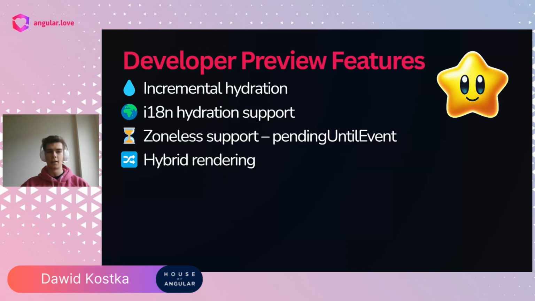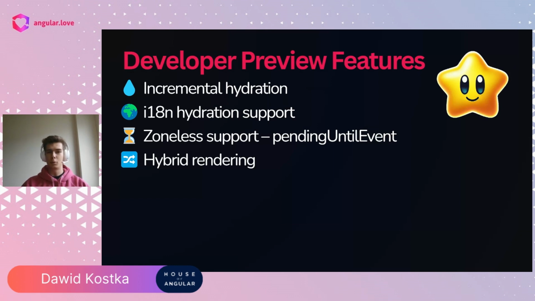For the things that are currently in developer preview, I would say that there are also many exciting things. For example, incremental hydration. Then we have support for translations from the Angular localize library. This was a really huge change that many projects have been waiting for. Fortunately, we've got it in Angular 19 as a developer preview. Another thing that I am excited about in the case of SSR is the RxJS operator pendingUntilEvent, which blocks the stabilization of SSR applications and allows us to fully create SSR applications that are zoneless. And last but not least is hybrid rendering, which I would say is a complete game changer for SSR.